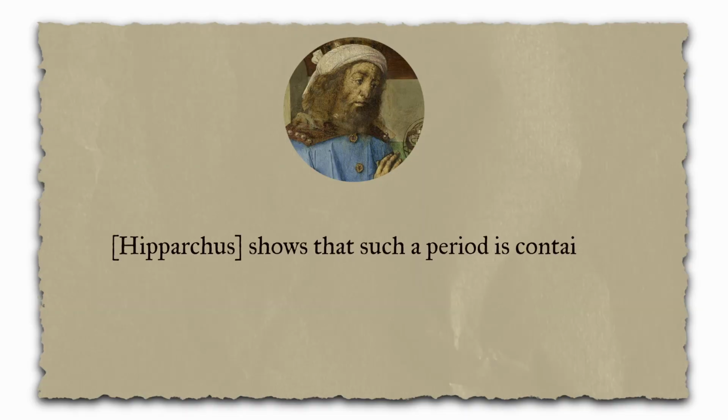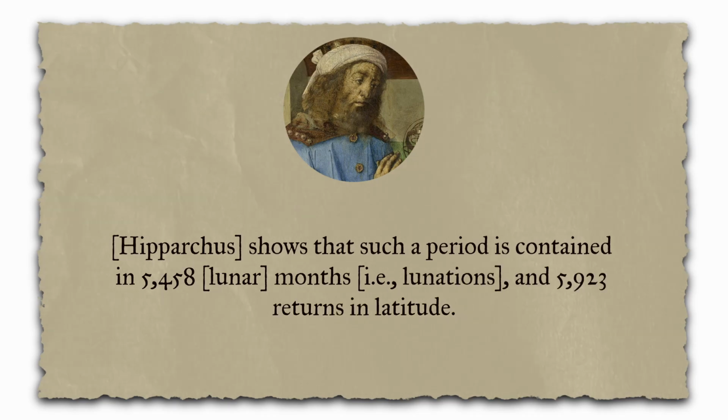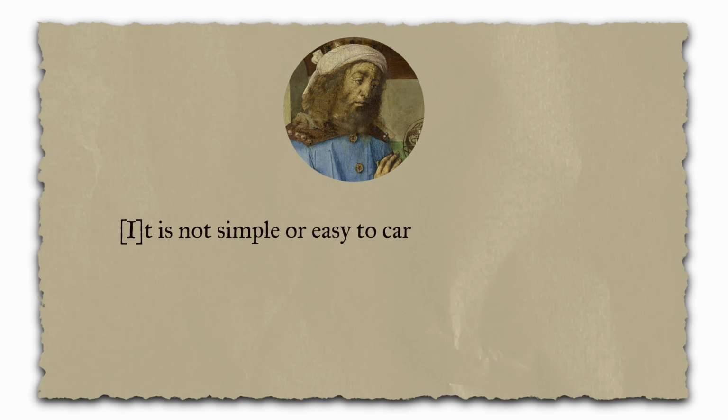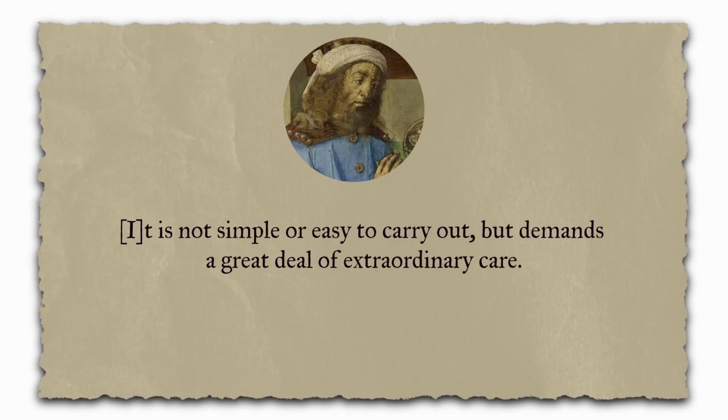Instead, Ptolemy cites Hipparchus again, stating that there were 5,458 lunations for every 5,923 returns in latitude. Thus, by knowing the synodic month accurately, we can use this ratio to determine the missing draconitic month. If you're feeling lost with all of this, Ptolemy certainly shared your pain and acknowledged the complexity, stating, "It is not simple or easy to carry out, but demands a great deal of extraordinary care."